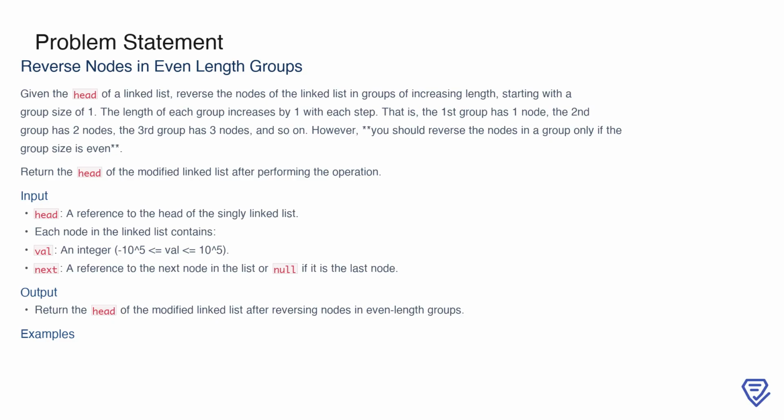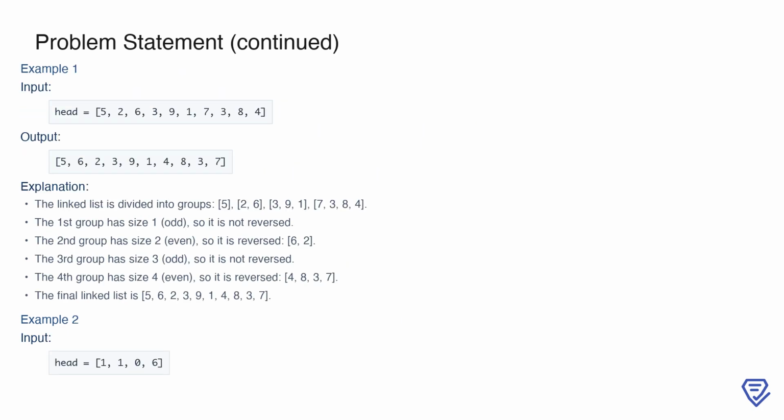The input to the problem is the head of the linked list, where each node contains an integer value and a reference to the next node. The output is the head of the updated linked list after applying the reversal rules. Let's consider an example to understand this better. Suppose the input linked list is 5, 2, 6, 3, 9, 1, 7, 3, 8, 4.